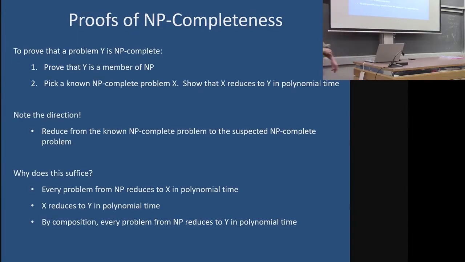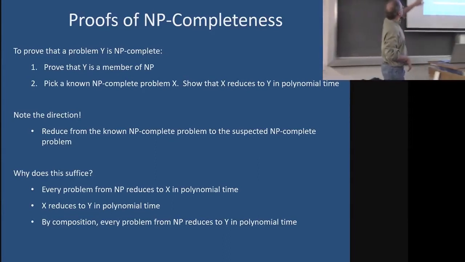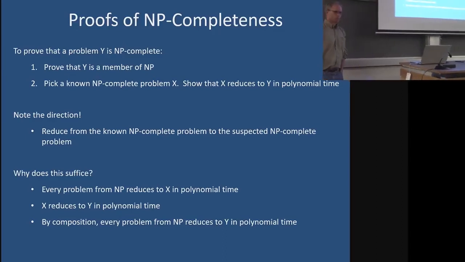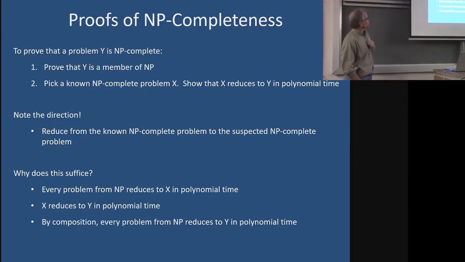This slide pretty much summarizes where we were last time. We want to prove that a problem Y is NP-complete, meaning we have to show 2 things. You can't be NP-complete unless you're in NP. You have to be an NP problem to be considered NP-complete. The first thing is to prove that Y is a member of NP. And that's usually the easy one.